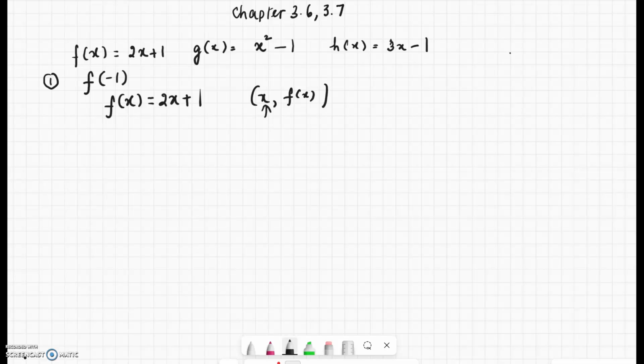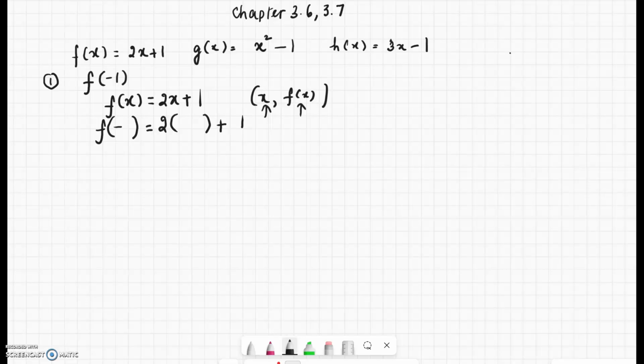So for every x, there's exactly one y in a function. And how do we find the y? By plugging in the x, because y depends on x. So f of any number that you plug in will be twice that number plus 1. So you double the number and then you add 1. And you can plug in anything that you want.